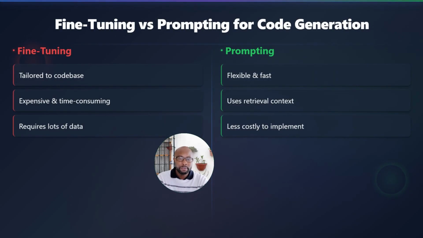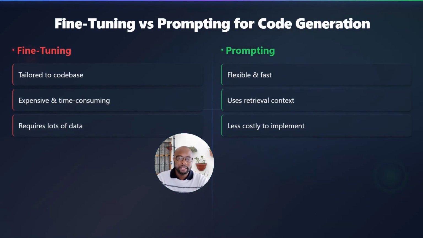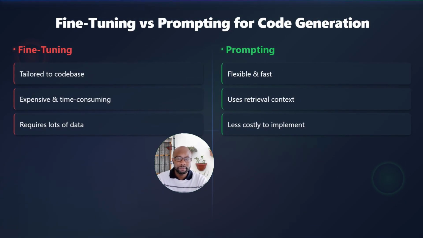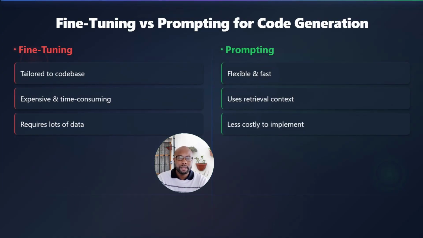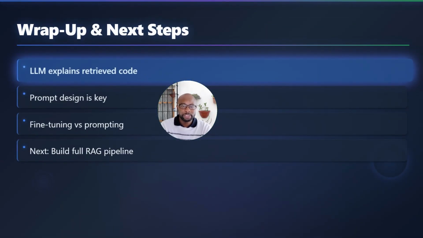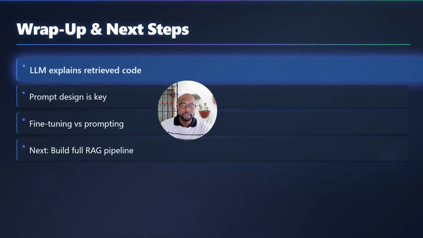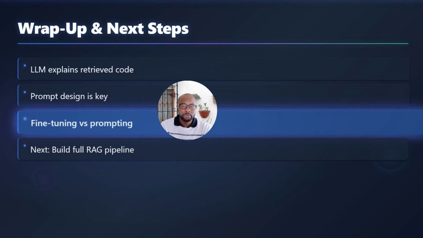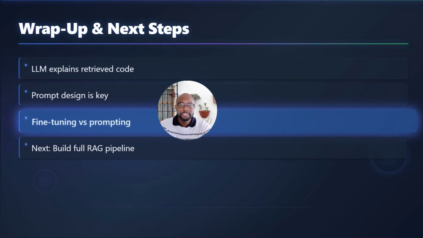Quick comparison: you can either fine-tune an LLM on your codebase or rely on smart prompting. Fine-tuning offers more tailored outputs, but is costly. Prompting is flexible and easier to start with, especially when paired with retrieval. To wrap this up, integrating an LLM as your generator transforms raw code snippets into understandable answers. This combo makes code search not just about finding info, but truly understanding it.